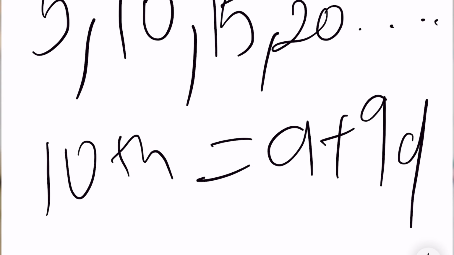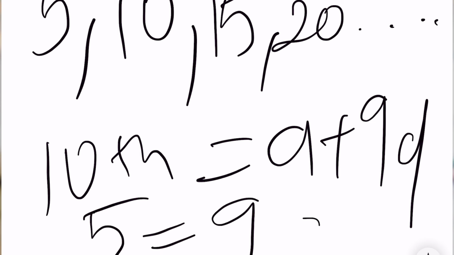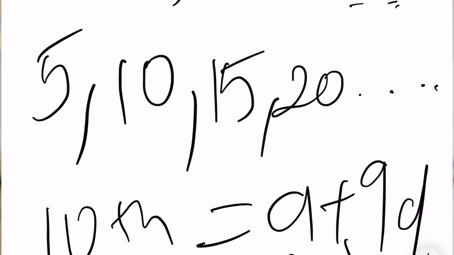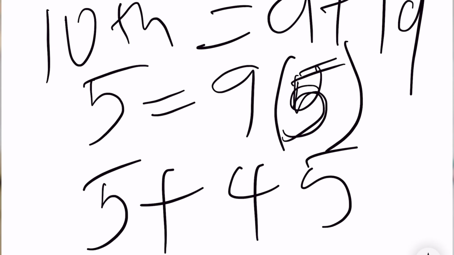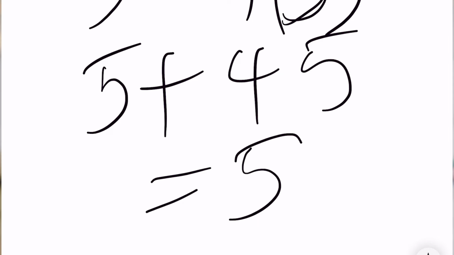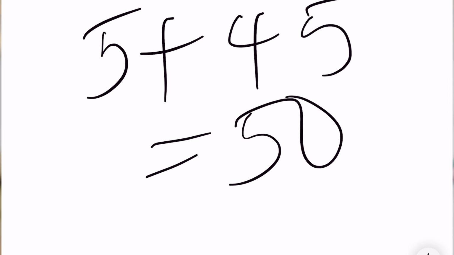So what is our A? Our A is 5. Our D is also 5. The difference here is increasing by 5. So we have it to be 5 plus 45, which is 50. So our 10th term here will be 50.